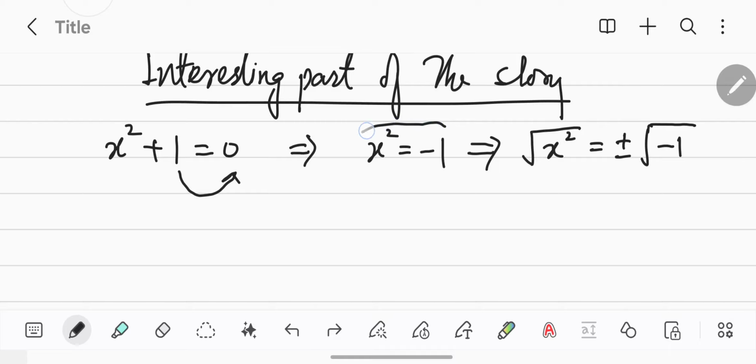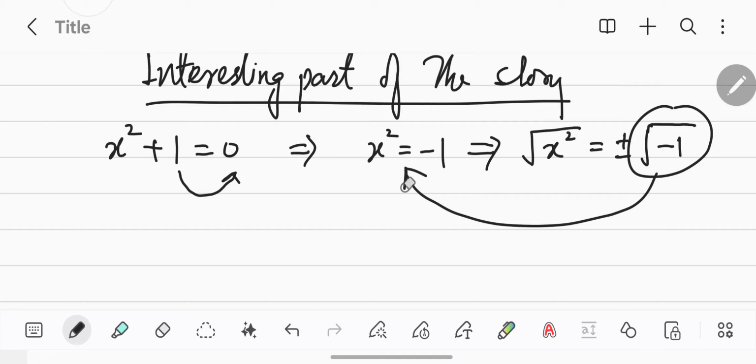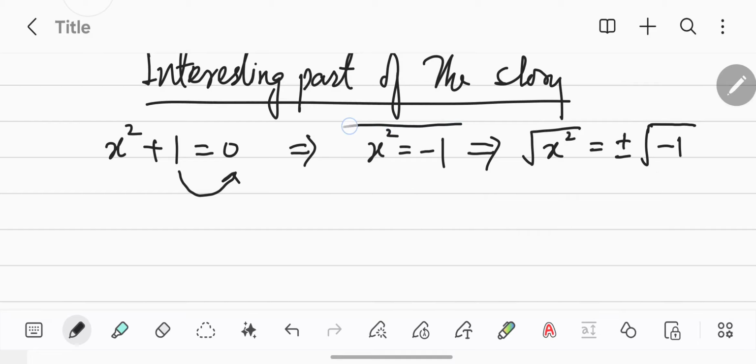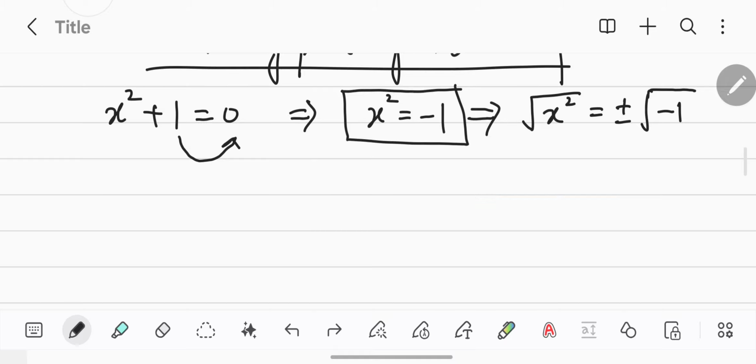Because it is x square is equal to, because this number is obtained from this equation. If you look at this equation, it means x square is equal to minus 1. What does that mean? X square is equal to minus 1 means we have a square whose one length is x and whose area is minus 1.